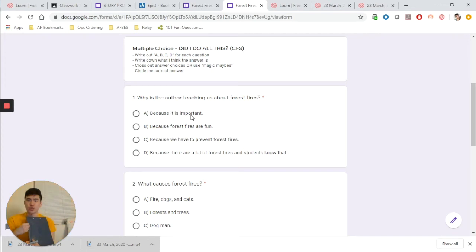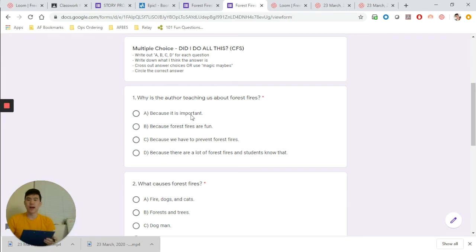And then answer choice D, because there are a lot of forest fires and students know that. I don't remember anything about the passage saying that, so I don't think that's correct, so I'm going to cross it out. So in the end, do you see how my paper looks? I had my thinking, and I also had the ABCD, and I marked it up so that it helps me with my thinking. So I know my answer choices are A or C.